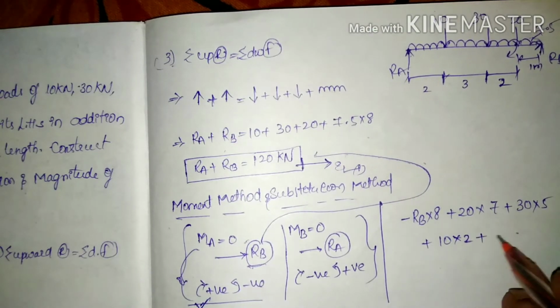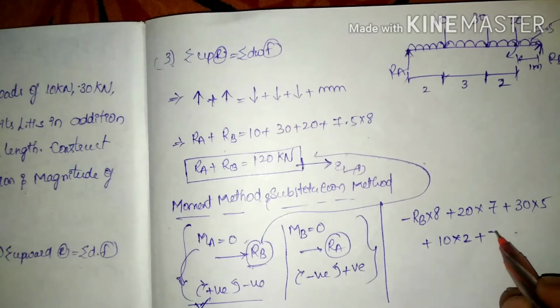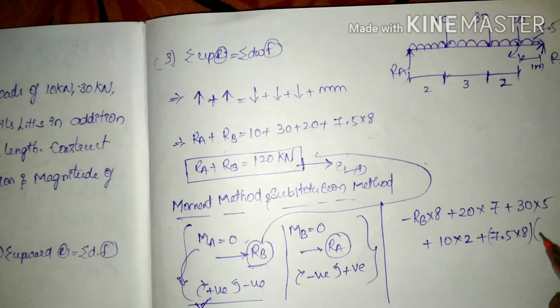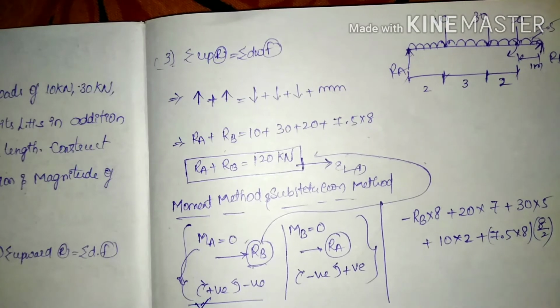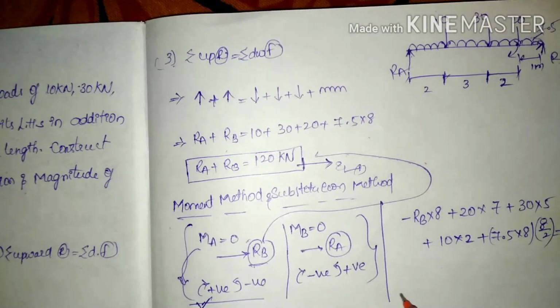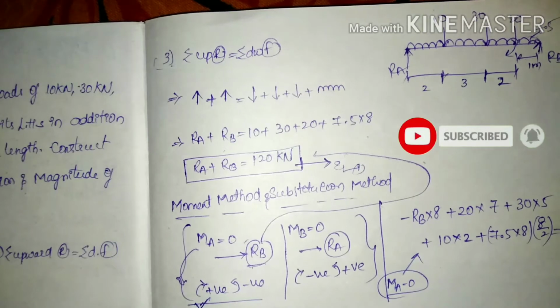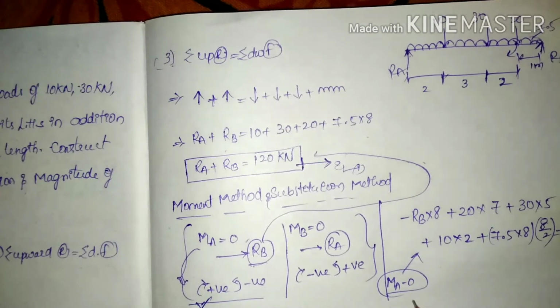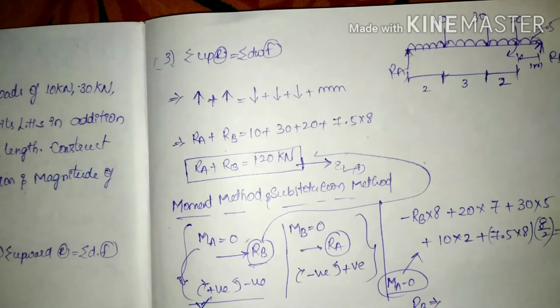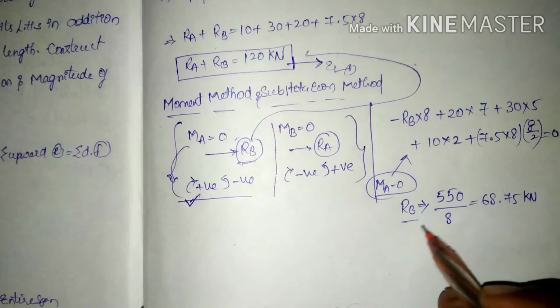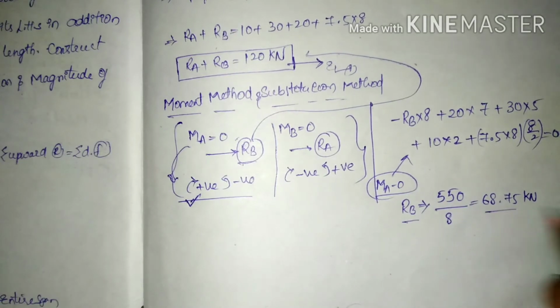Next we have the UDL for the entire span, which is 7.5 into 8, converted into a point load, taking the moment from the mid span, that will be 8 by 2. We equate all these moments about A equal to 0. From these, after all the simplifications, the value of RB is equal to 68.75 kilonewtons.